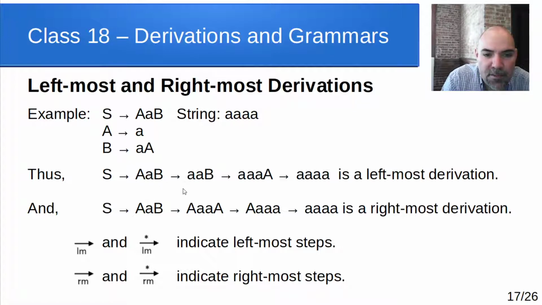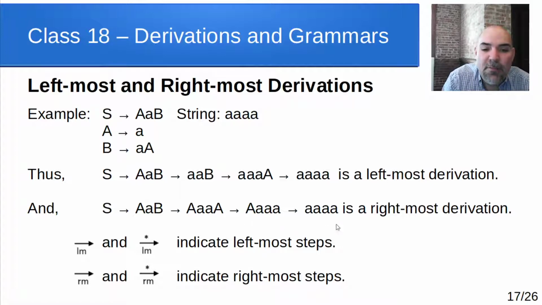So A gets replaced with lowercase a. And now we don't have a choice, so now we're going to replace the B. B gets replaced with AA. And then now we don't have a choice, so A gets replaced with a. But notice, is this a leftmost derivation? Yes, because when I did have a choice, I chose the leftmost variable to do the replacement on. When I didn't have a choice, it doesn't matter. It's both a leftmost and rightmost step when we don't have a choice. But if I do have a choice and I always choose the leftmost symbol, it's a leftmost derivation.